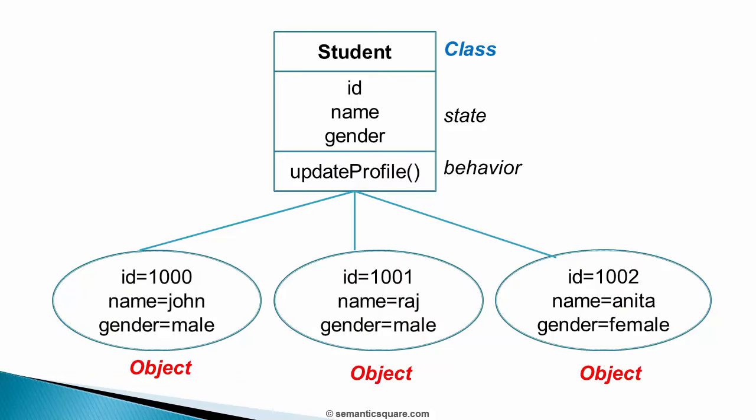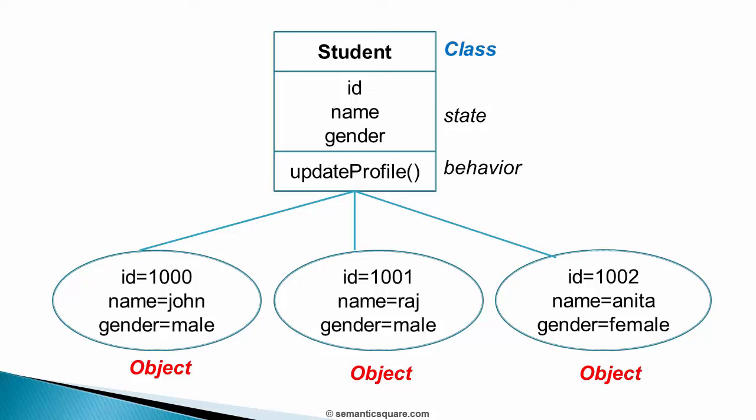Here is an illustration of the relation between a class and its objects. At the top, we have the student class defining the state and behavior that its objects can have. State includes student information such as ID, name, and gender, and there is only one behavior defined, which allows the student objects to update their profile information. For the sake of simplicity, course related stuff like the courses registered by a student has been omitted from this illustration.